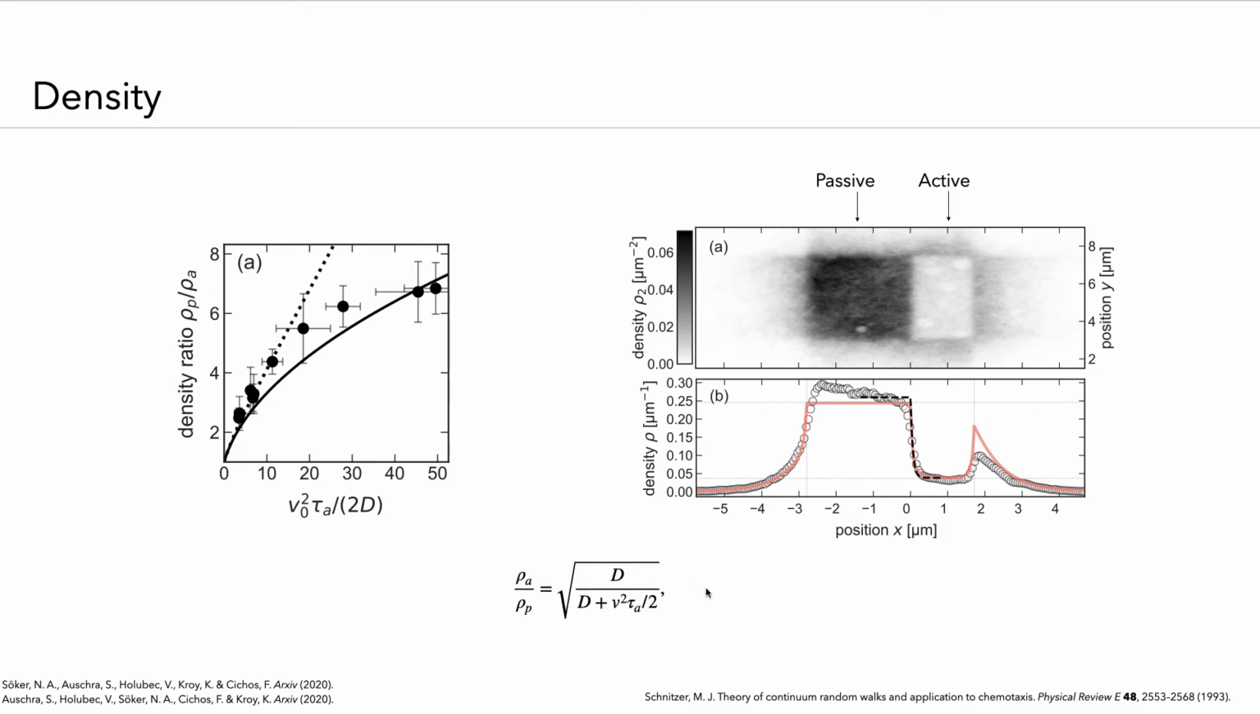So if you do that for different velocities, you'll find that kind of data here, which nicely corresponds to the law here. Similar things have been obtained by Schnitzer already, but he was neglecting any kind of Brownian motion. So there's only the activity going in, and you have a problem if you switch off the activity completely.